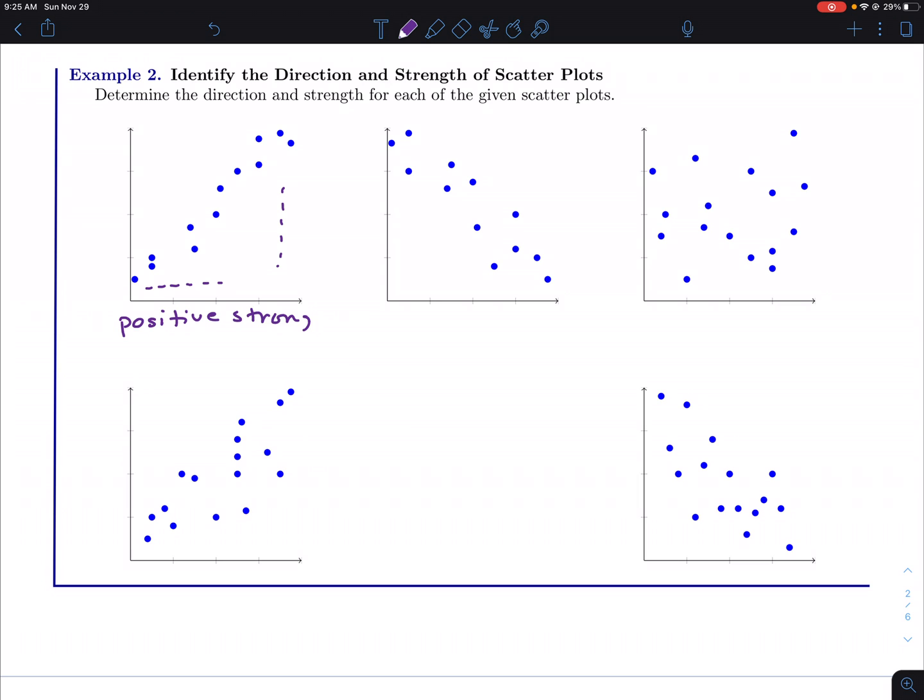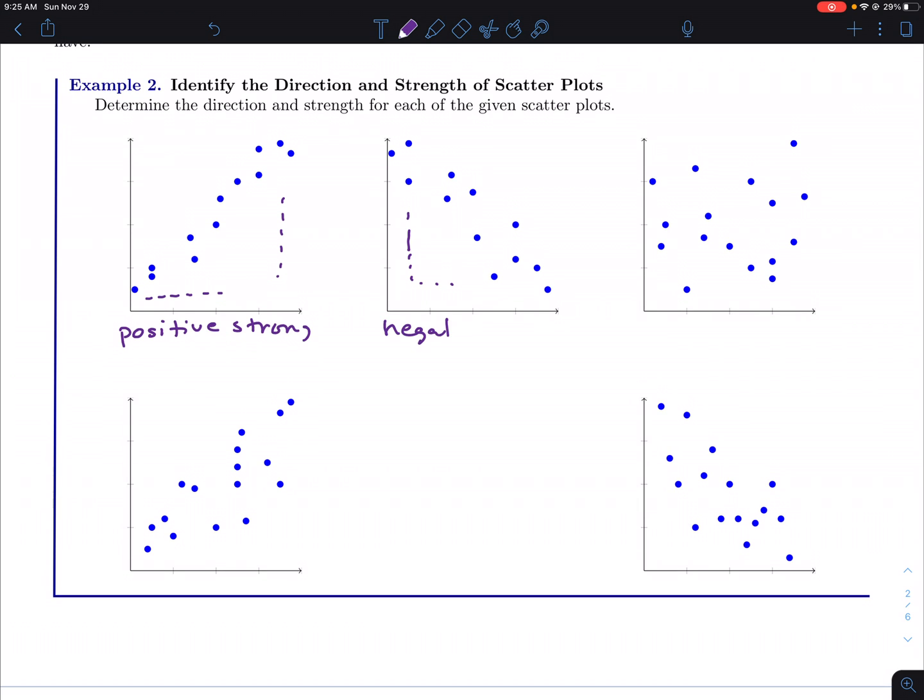So this one's going to be negative because notice as we go from left to right, our values are getting smaller and smaller and smaller. So this is going to be negative. And again, I'd say this is strong because those dots are all pretty close together and I can almost visualize what a line would look like.